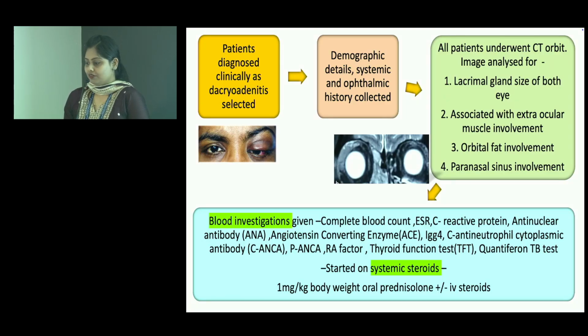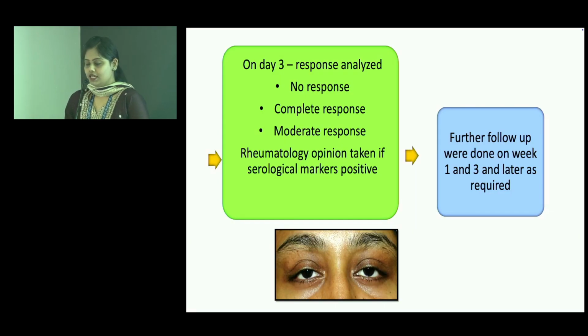All the patients underwent CT orbit and the images were analyzed for the involvement of lacrimal gland, extraocular muscle, orbital fat and paranasal sinus. Blood investigations were sent to look for serological immunological markers. Patients were started on systemic steroids and on day 3 response was analyzed. It was categorized as no response, complete response, or moderate response if the response was in between the first two. Rheumatology opinion was taken if serological markers were positive. Further follow-up was done at week 1 and week 3.